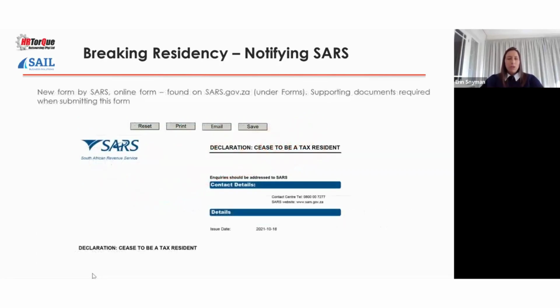So once your residency has broken, so now you've assessed everything in terms of the days test or ordinarily resident test, you've assessed the other country, you've now come to the conclusion that you've got your date where your residency ceases, you would need to now notify SARS. Now there is a form on SARS's website, and that is a declaration form that indicates that you're going to cease to be a tax resident in South Africa. You would then be able to submit this form to SARS, and they would want a lot of supporting evidence and documentation to confirm that your residency status has ceased in South Africa.